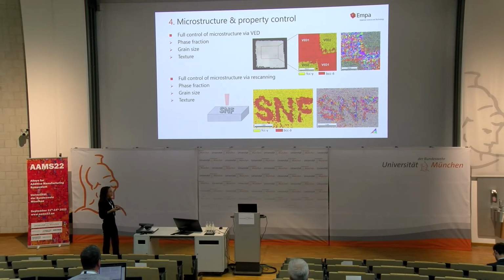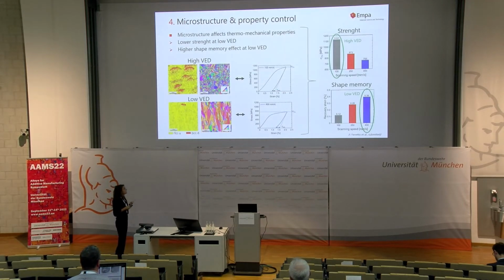Okay, but how can we use that? So is this only nice to produce this colorful EBSD map? Well, there is much more that we can do with that. Because if you remember from the first slide, I said that the shape memory properties, but also the mechanical properties, strongly depend on the microstructure.